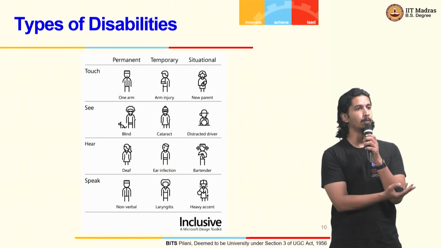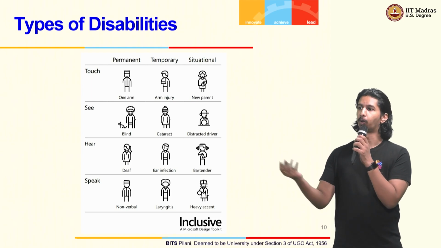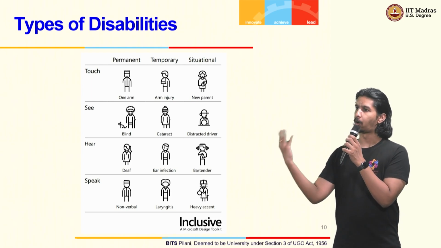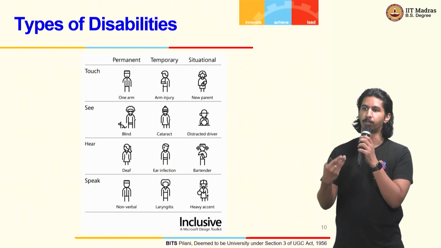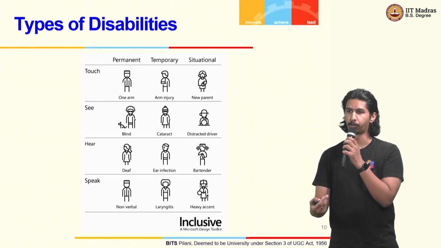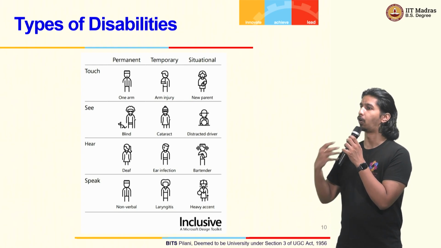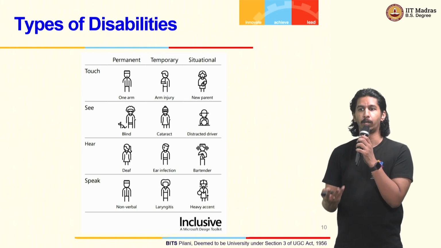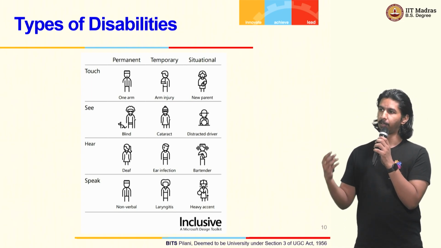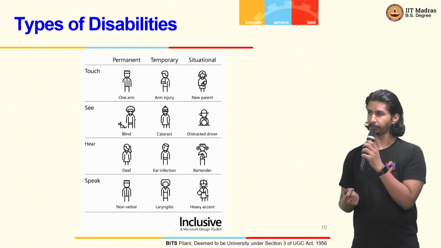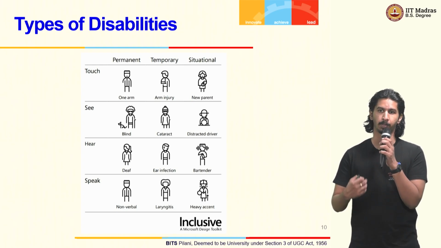Let's assume you are watching a movie and you are going in the metro, right? There could be a lot of noise around. So that could also be situational. You might not be able to concentrate on the movie or video that you're watching on your mobile because there's a lot of noise around. So that could also be a situational case, right? So for all the disabilities, it is not always permanent. It could be situational, or at times temporary.